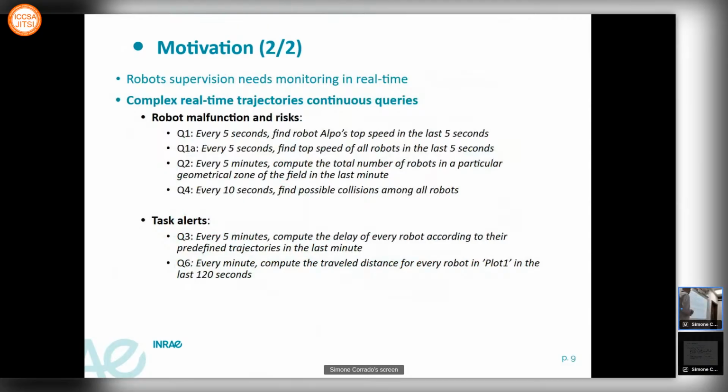Here you can see some real queries that we use in our case study, about robot malfunction and risk. This is a real robot that we use. Every 5 seconds, give me the speed, because if the speed is 0 or too high, you have to stop the robot. Or you can also monitor the work of the robot in the field. Give me every 1 minute, 2 minutes, 5 minutes the delay of the robot's task, because, like today, maybe we are taking too long.